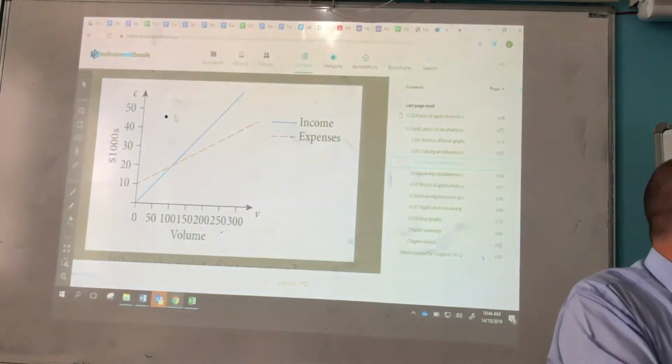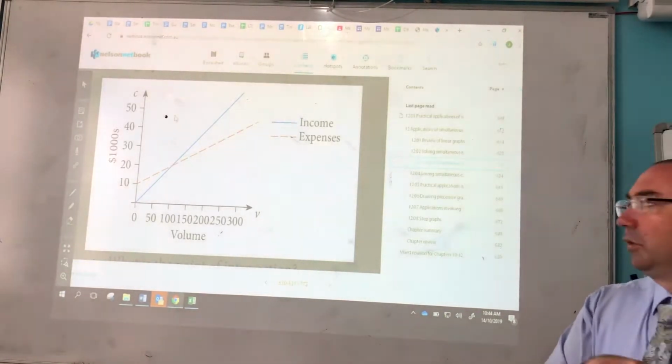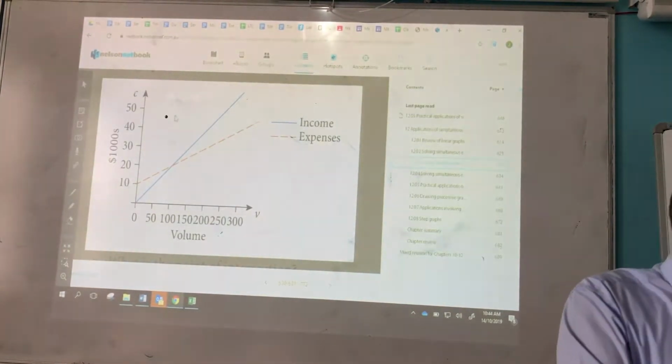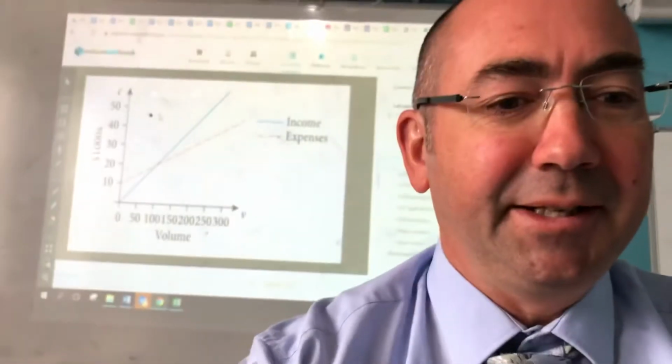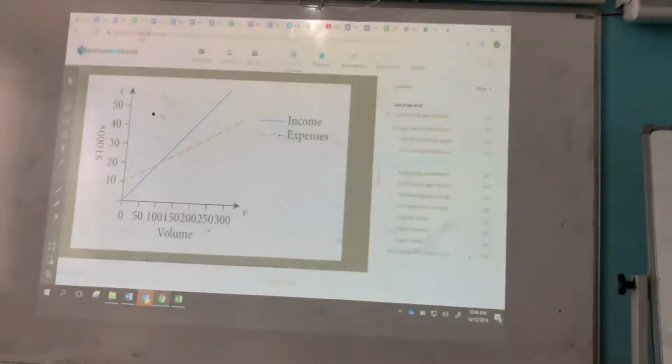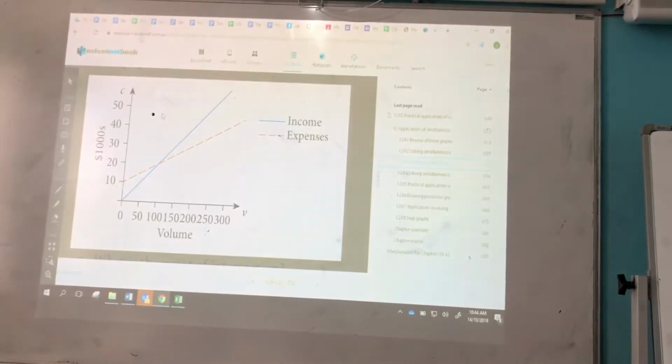I'm not going to ask you to do that, but I do want to look at what it actually means so that when you're solving them algebraically, you know what it is you're actually doing.